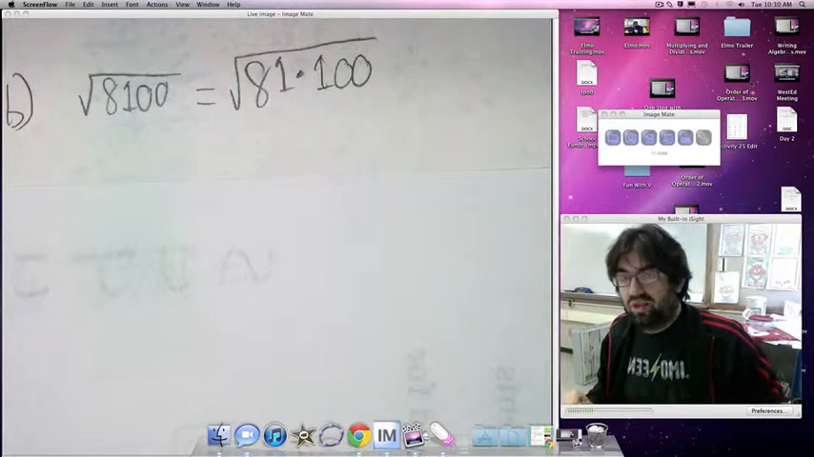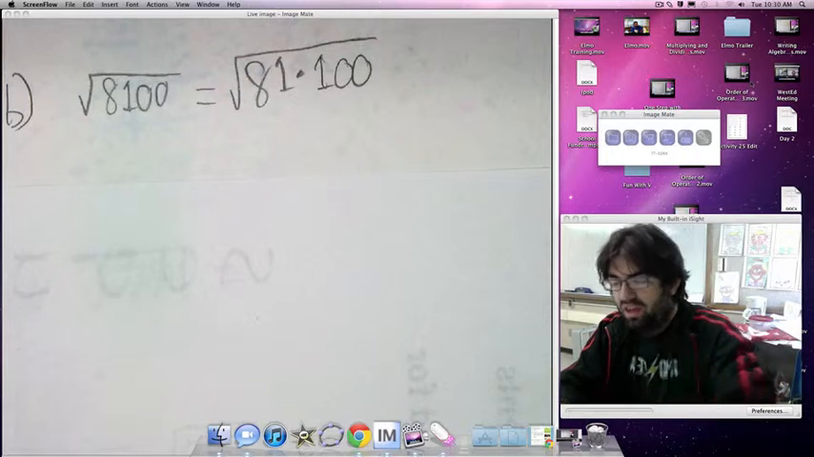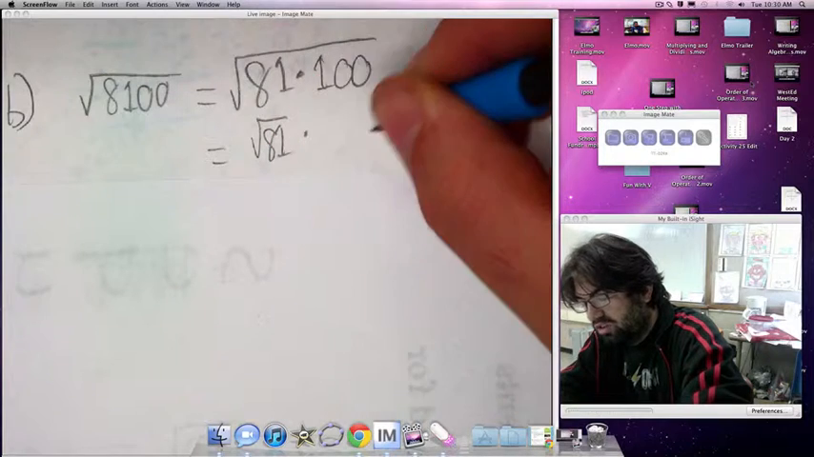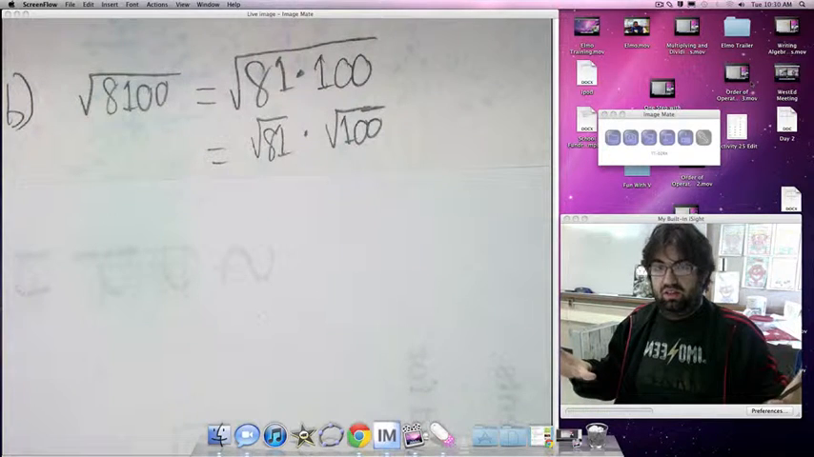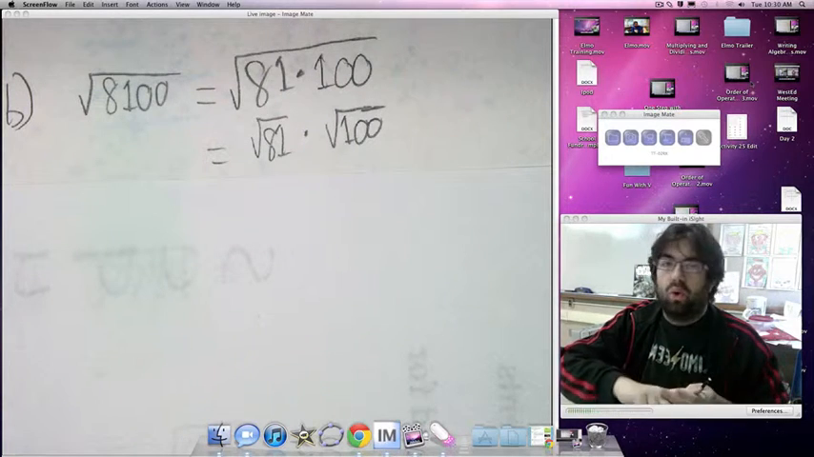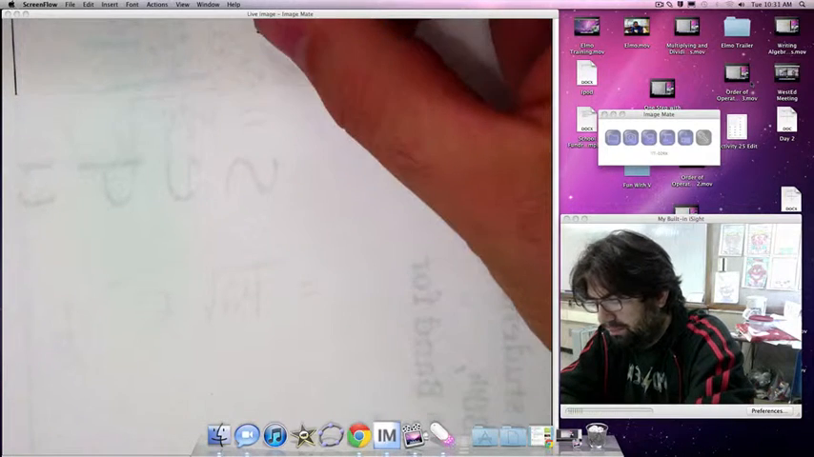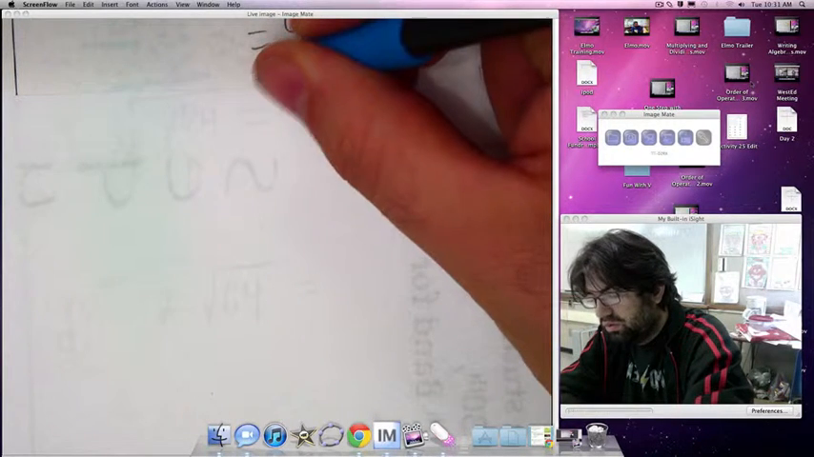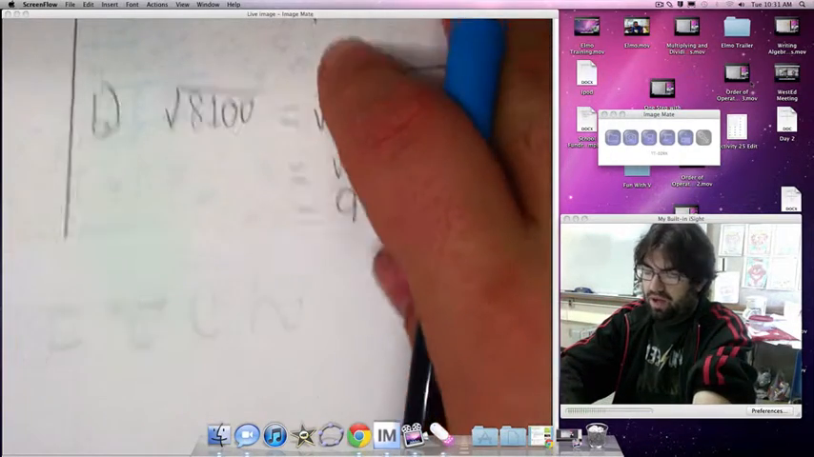There's an awesome little trick, and it's a trick, but there's a reason. I'm going to give you the reason in a minute. I can pull this apart and say, what is the square root of 81 times the square root of 100? So I can do them separately. I can pull it apart because if it's multiplying or dividing, I can pull them apart. So this equals 9 times 10. Well, that's equal to 90. Perfectly legal move. Totally fine.